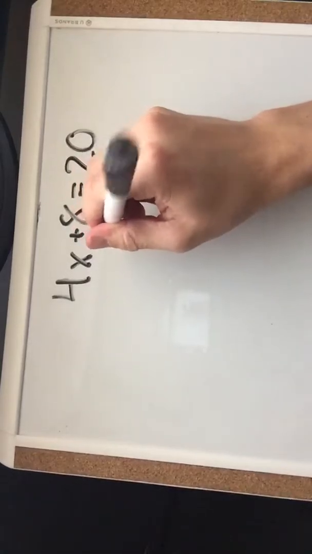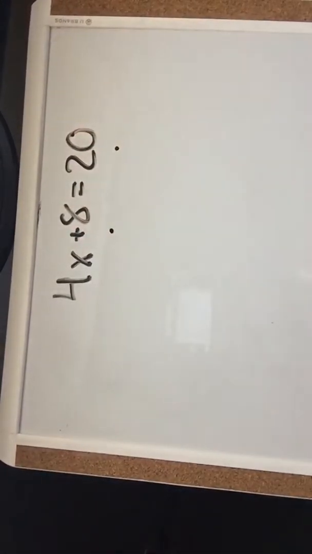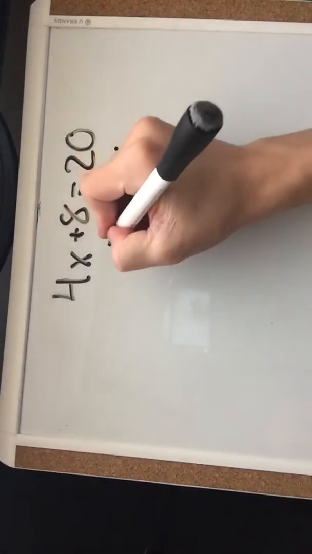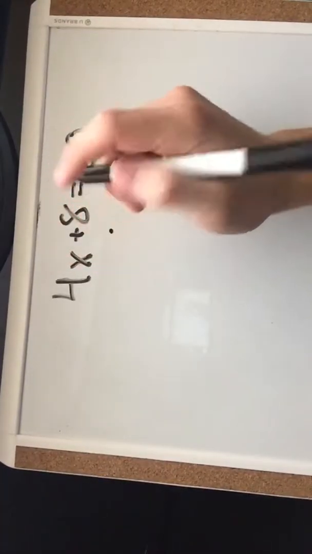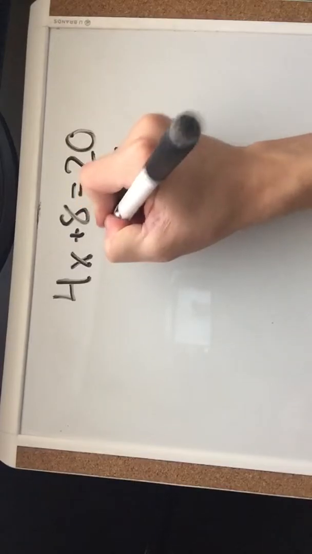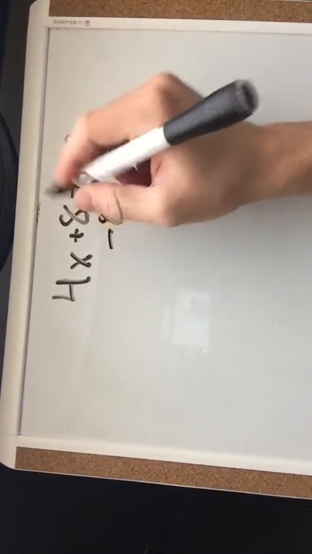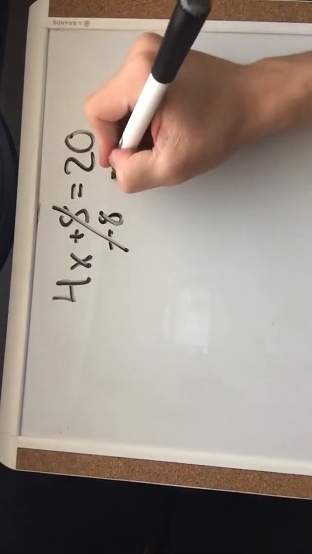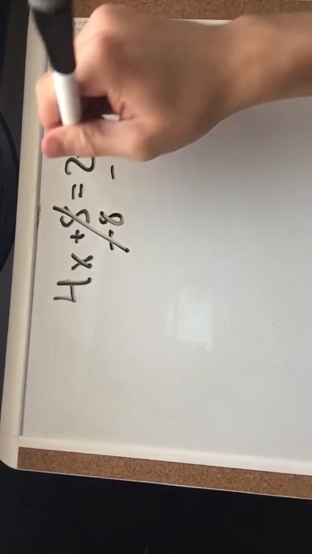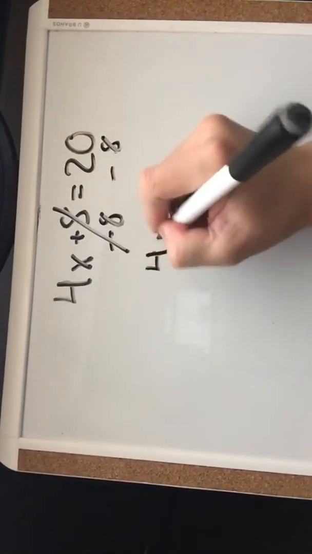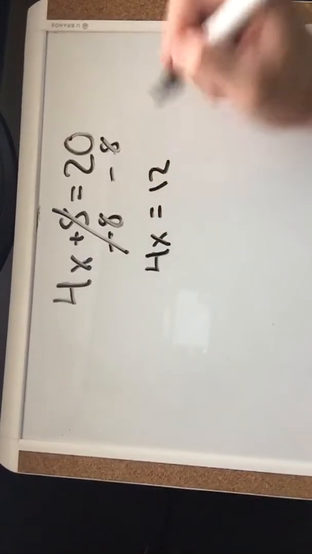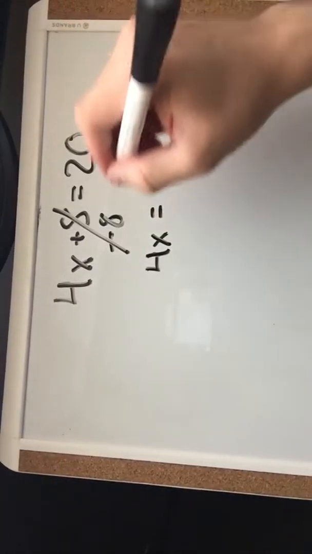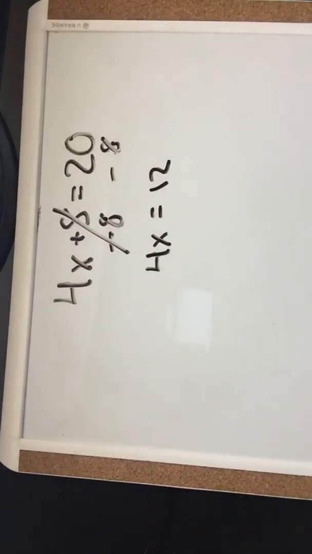If we do one thing to one side, we have to do it to the other. Remember that. It's important. Alright, so to get rid of this plus 8 and make x more isolated, we are going to do minus 8 to remove it, so these two counter each other, and minus 8 on the other side. So we can bring that down to 4x equals 12.